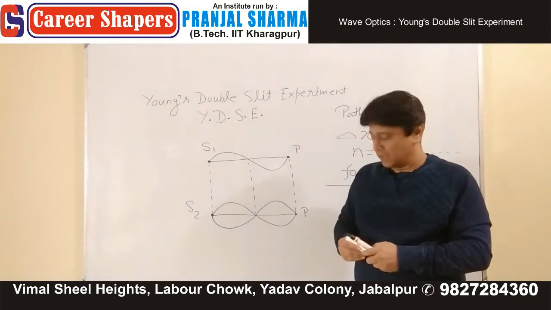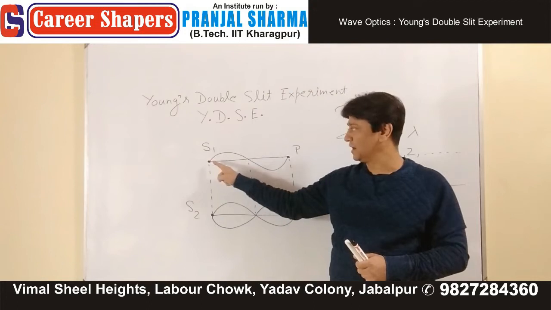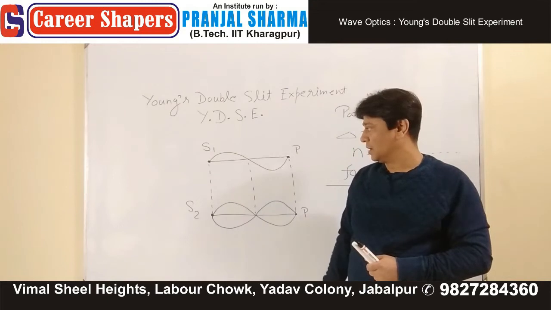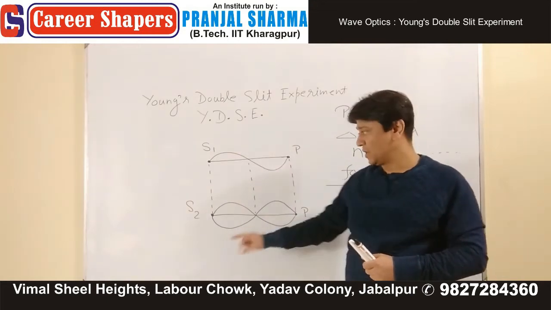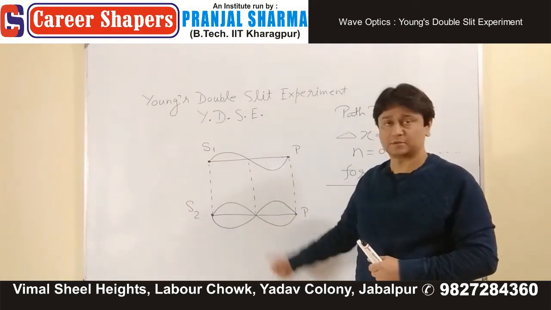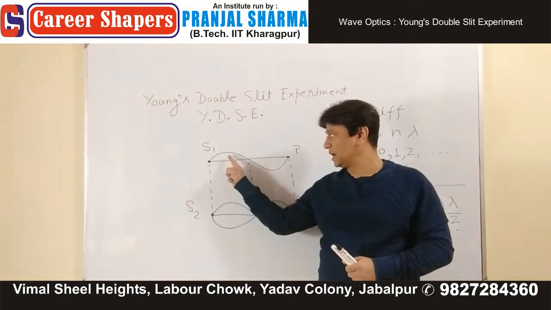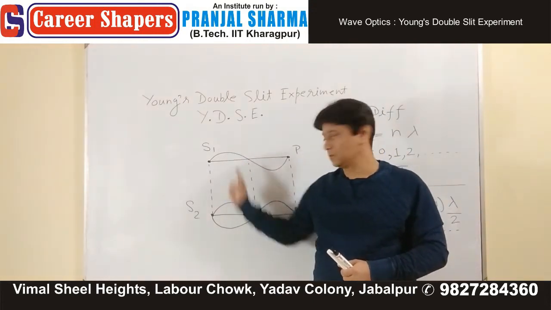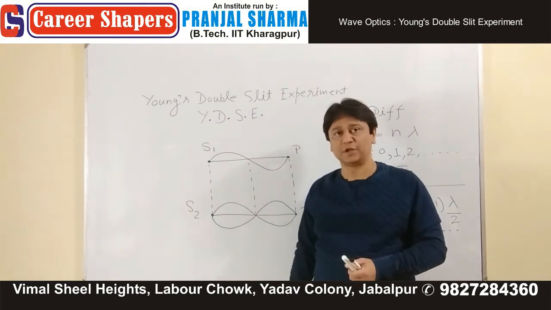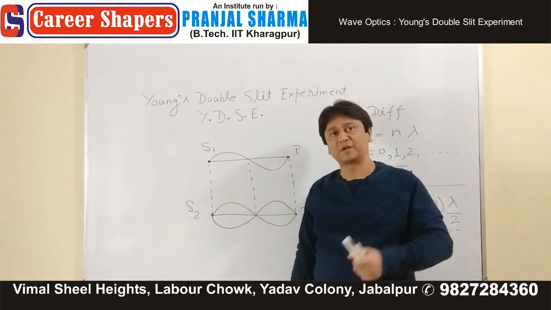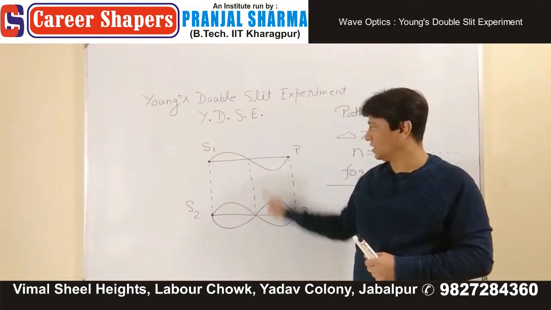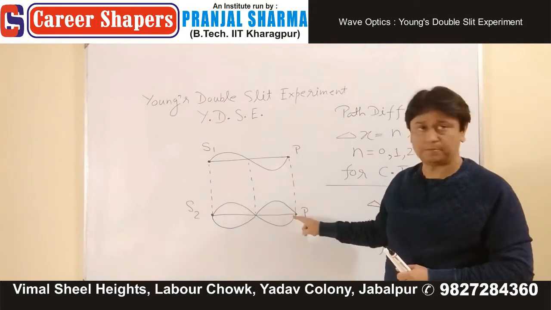Now, S1 is sending a black wave. Black means top and then the bottom. Whereas S2 is sending bottom and the top. Like this. Now, if we interfere this black with this blue, then although path difference is 0, we will get destructive interference. This will be cancelled by this. Similarly, this bottom will be cancelled by the top.